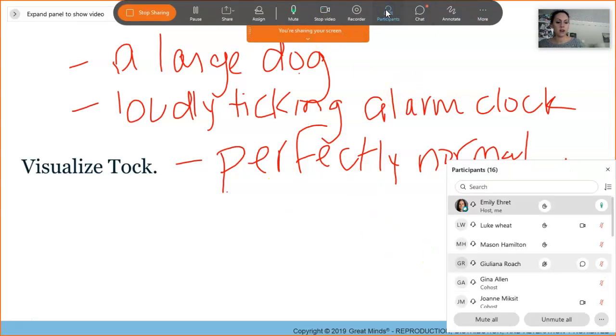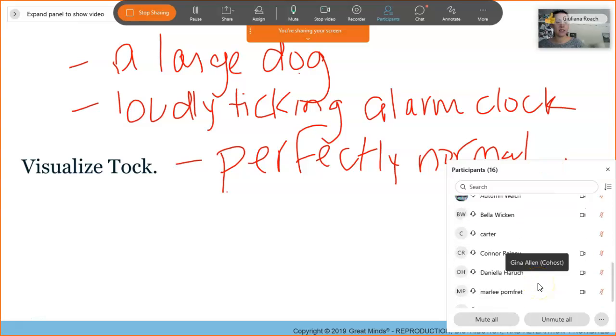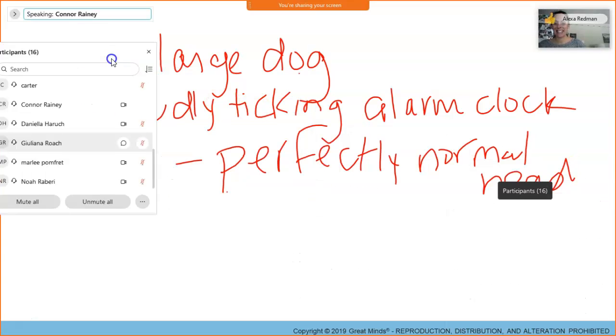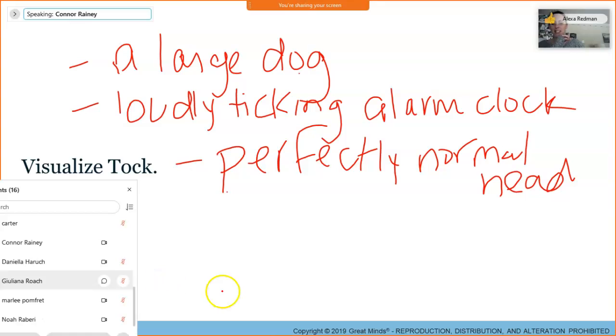Somebody that I have not heard from yet today. Connor, are you on page 29? Yes. Okay, can you give me something that's not listed here that I should add to my list of how we describe Tock? A weird dog? Nope. Maybe? We are looking directly in the text on page 29. It doesn't say a weird dog in there. Can you tell me something in there, words that are in that paragraph that describe him?